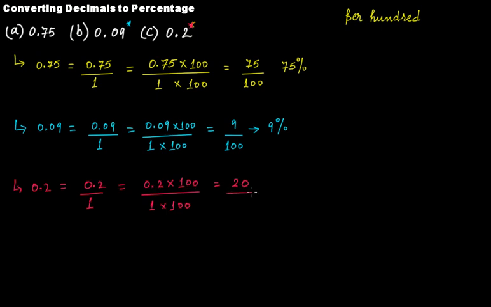And this is divided by 100. So 20 out of 100, that is 20 per 100. The percentage you get is 20%, right? So this is the way to convert decimal to percentage.